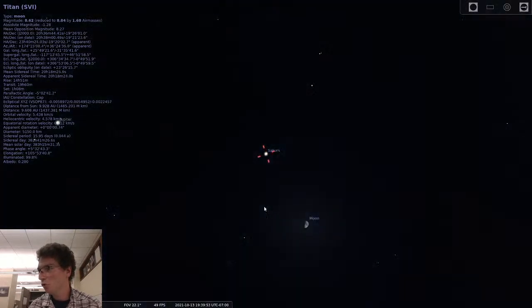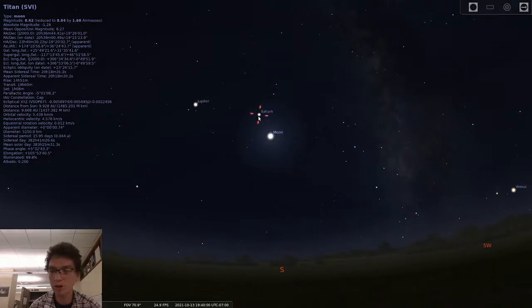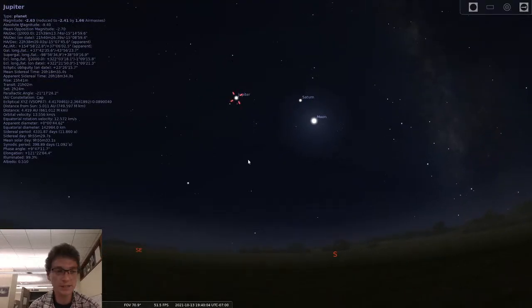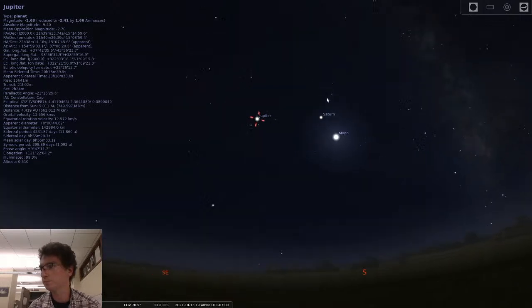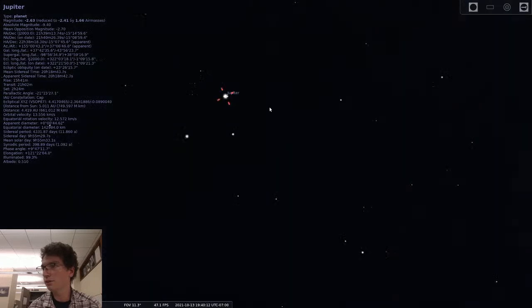If we move over, now I'm going to zoom out. So this is Saturn. Saturn is just above the moon and a little bit further south. Jupiter will be a bit to the east of Saturn, and Jupiter's pretty substantially brighter than Saturn. So Jupiter, all you really need for this is binoculars.